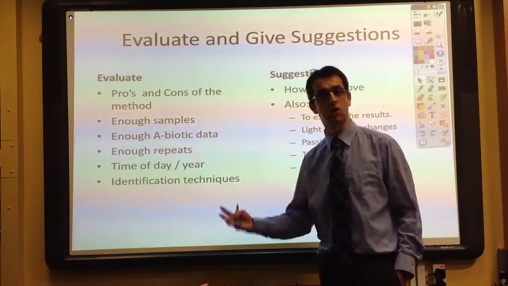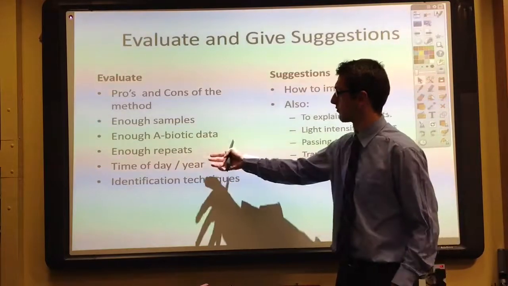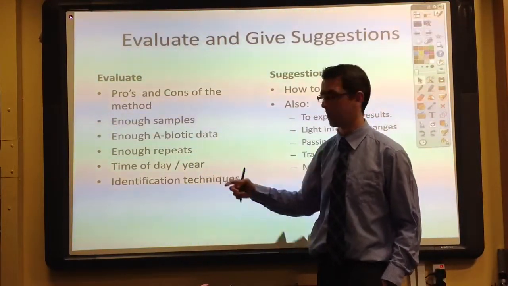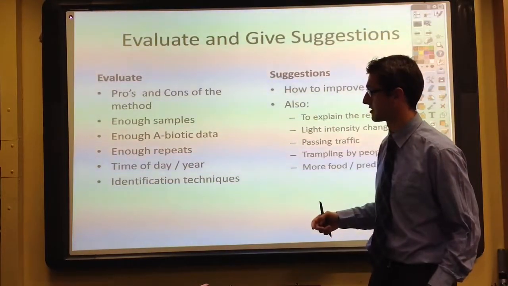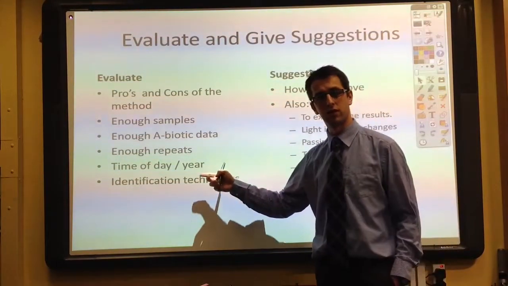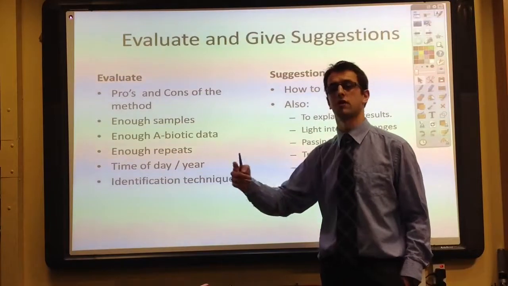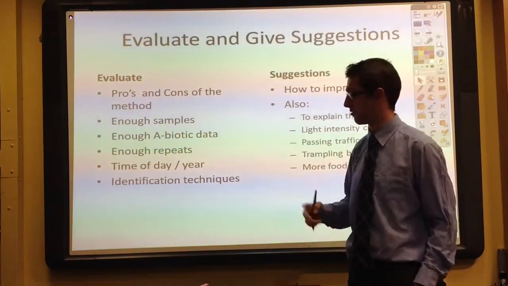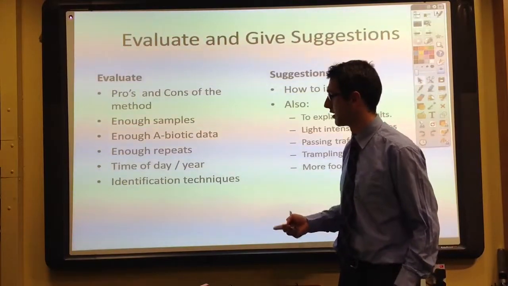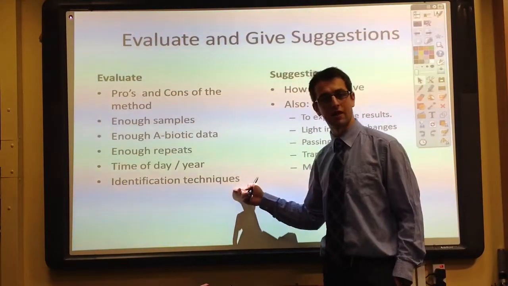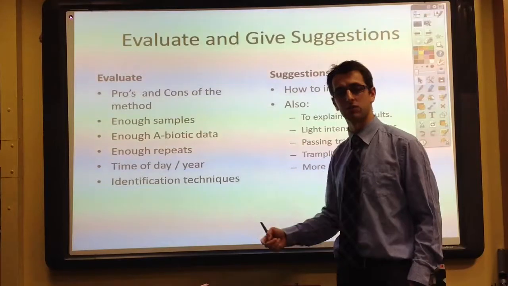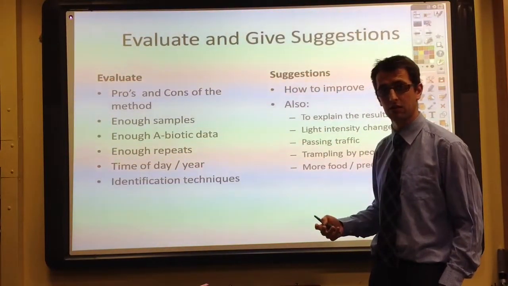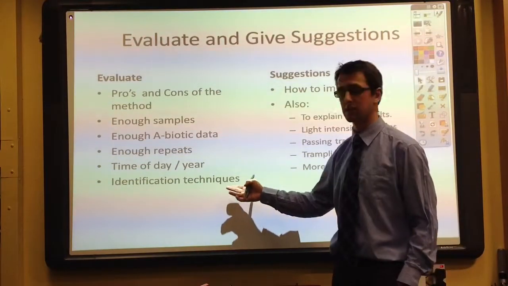Have you repeated the whole process enough times? Often, the number of samples and number of repeats are tallied together in some investigations. Have you done it at a particular time of year? Should you have come back at different times? Did you choose the wrong time of day? Anything like that. Identifying is usually a key error. If people change, as we talked about before, they identify things slightly differently, they interpret data incorrectly. So those are the things to try and keep the same.